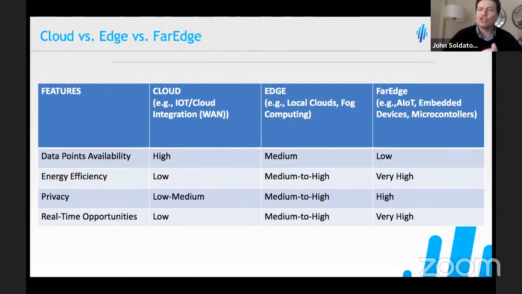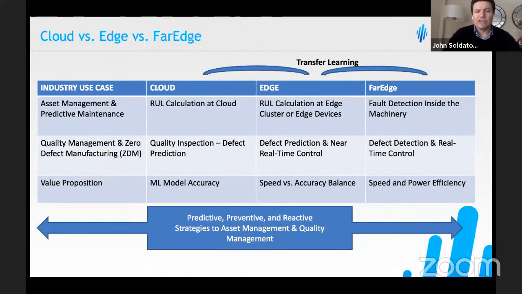But we nowadays talk also about the far edge or AIoT, which means running machine learning within embedded devices or even within microcontrollers. So this is a trade-off game, and you need to agree on what your goal is. Is it real-time performance and field operations, real-time actuation and control? Is it power efficiency? Is it data privacy or data points availability? And then you need to resolve the trade-offs.